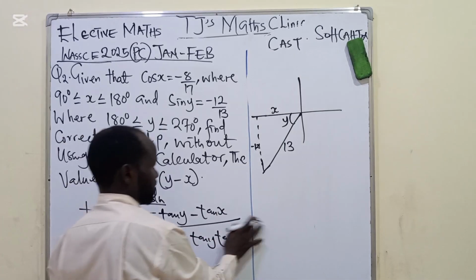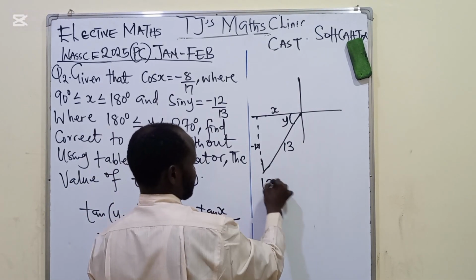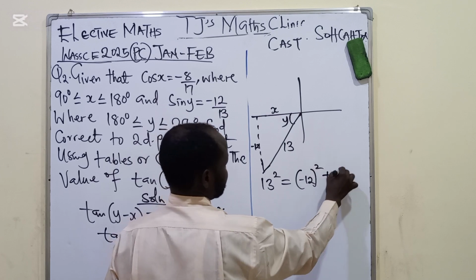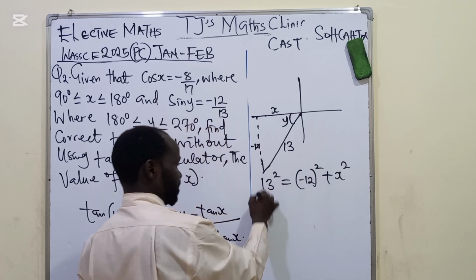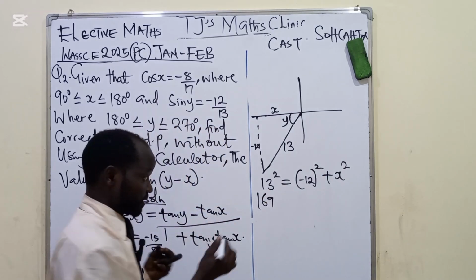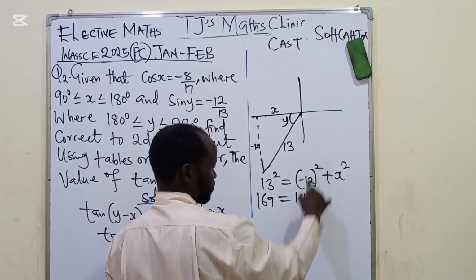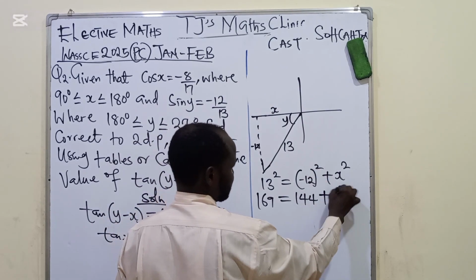Very important. And that will be 13 squared equals minus 12 all squared plus x squared. 13 squared is 169. I hope we're together. That will be equal to minus 12 squared, which is 144, plus x squared.